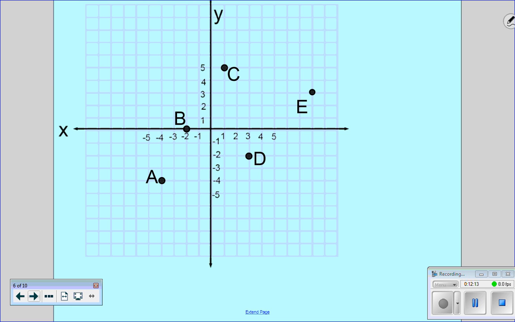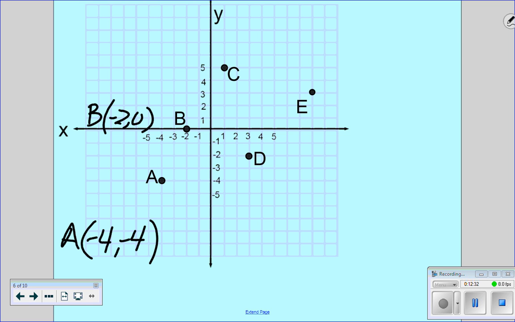So if I look at A, what are my coordinates for point A, Larissa? -4, -4. Nice work. What's my coordinates for B? Ashton. -2, 0. Good job. What about C, Gabe? Yeah, nice job. Let's do D down here. What's D? Aiden.